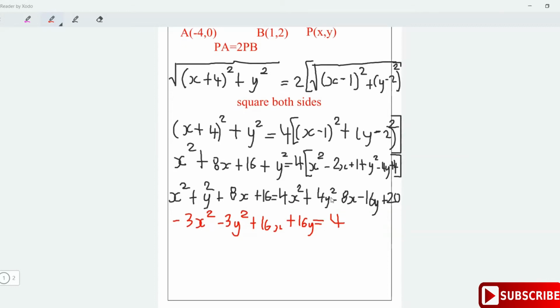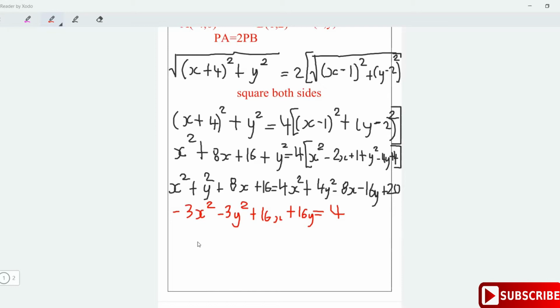So if I divide through by negative 3, what I'm going to get is x squared plus y squared. Then my 16 over negative 3 is minus 16 over 3 times x. And then 16y divided by negative 3, that is now minus 16 over 3y. And then that's equal to negative 4 over 3.